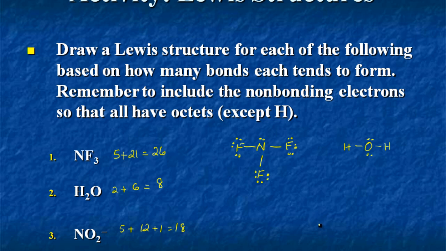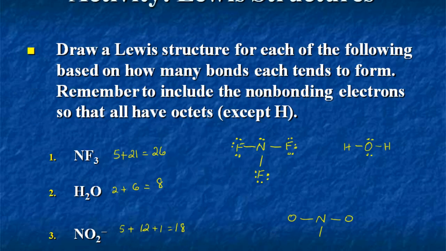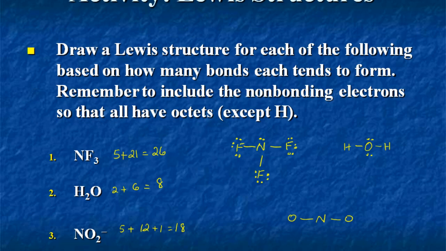Alright, NO2 minus. Who goes in the middle? Nitrogen. 3 oxygens. Oh, I'm sorry. One mistake leads to another. Okay. Only 2 oxygens. Okay. So far we are showing only 4 electrons. We are going to make the oxygens happy first.